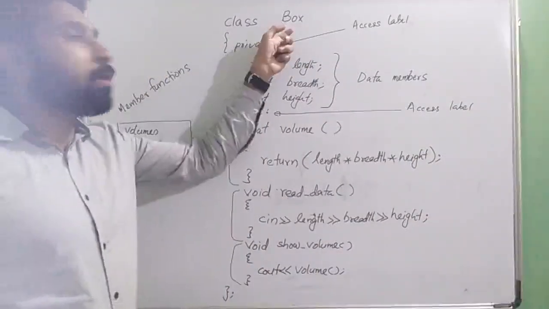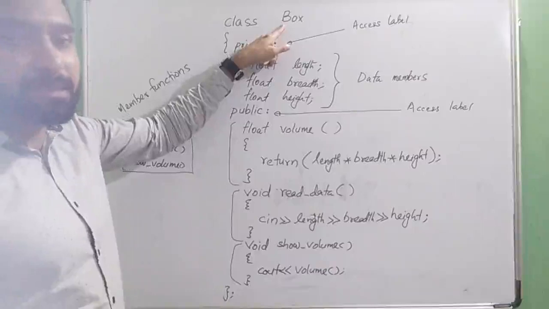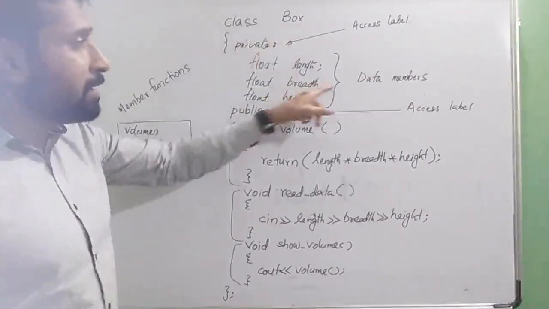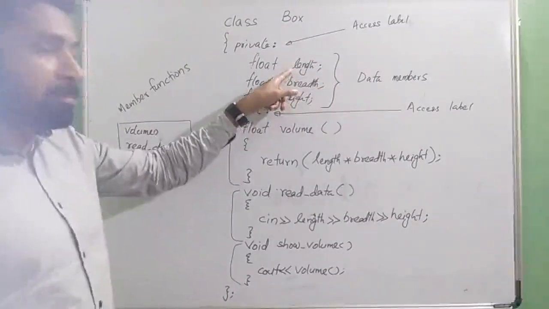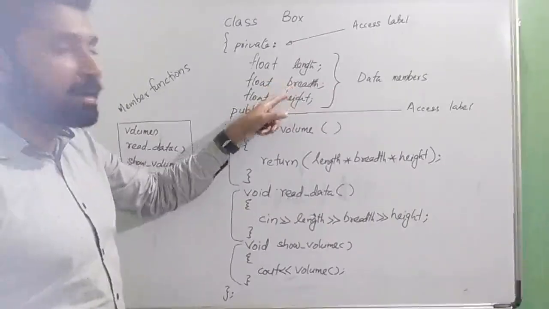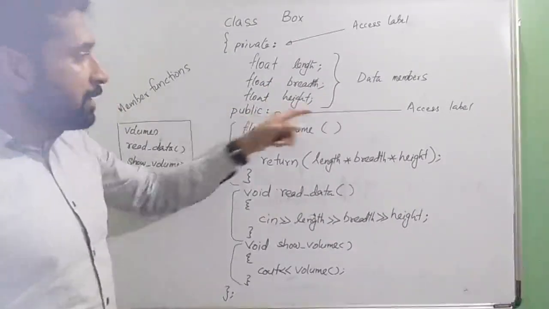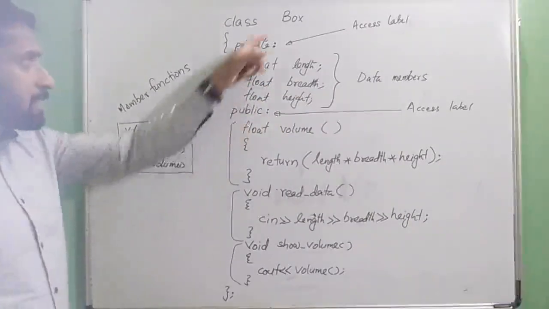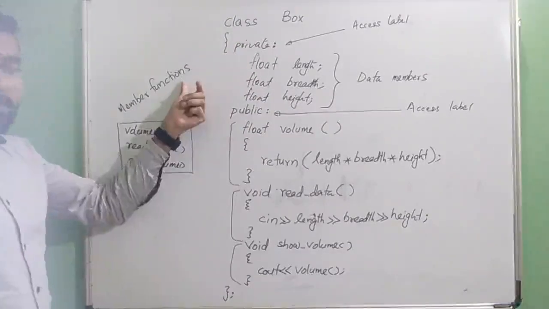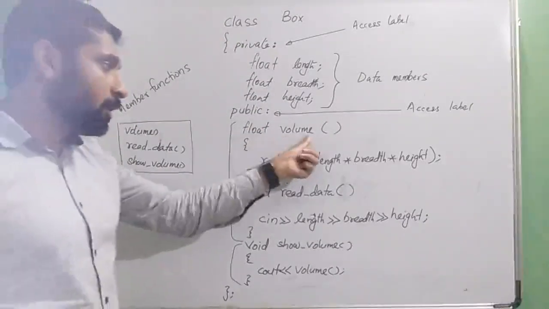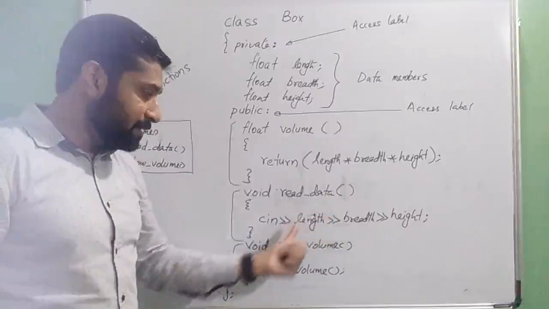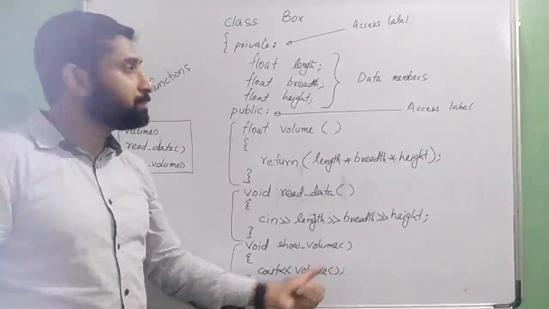So here the name of the class is box. It has three data members, namely length, breadth, and height. This class has three member functions, namely volume, read data, and show volume.